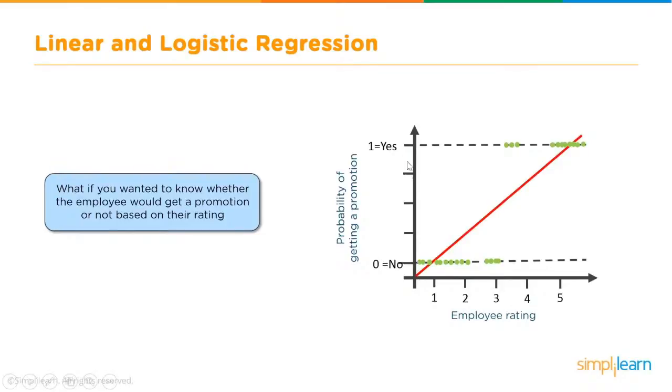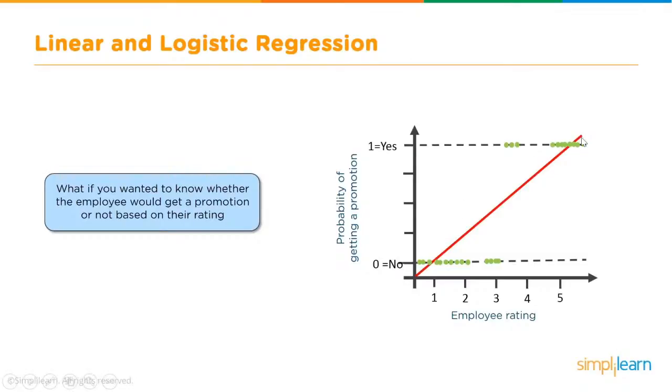But the output is discrete in this case: whether the employee got a promotion, yes or no. If we try to plot that and find a straight line, this is how it would look. And as you can see, it doesn't look very right because there will be a lot of errors. Thus, the root mean square error, if you remember for linear regression, would be very, very high. And also, the values cannot go beyond 0 or beyond 1.